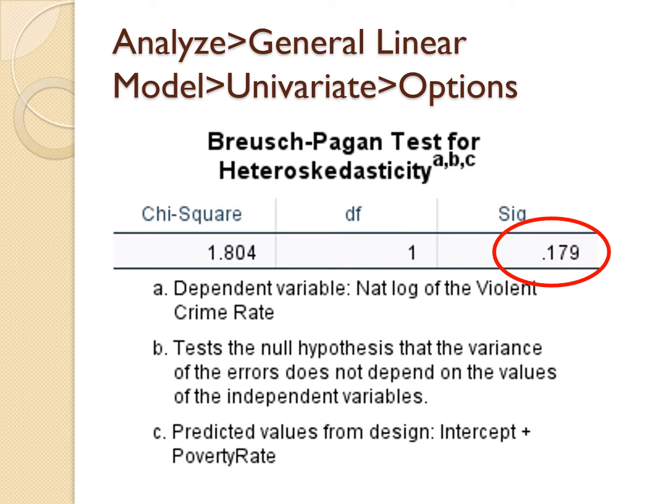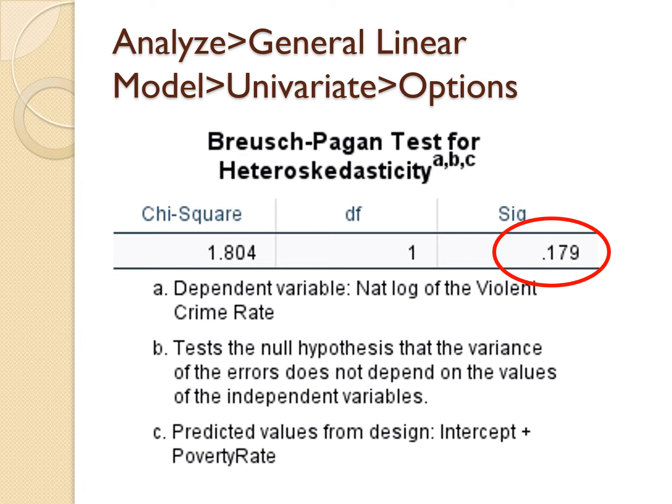So here are the results for that regression of the violent crime rate on the poverty rate. And you'll see on the far right, the significance of the Breusch-Pagan test is 0.179, which is greater than 0.05. We interpret this test the same way that we do any test for homoscedasticity, like we did with the Levene's test. So the null hypothesis is that I have homoscedasticity, which is what I want in this case.